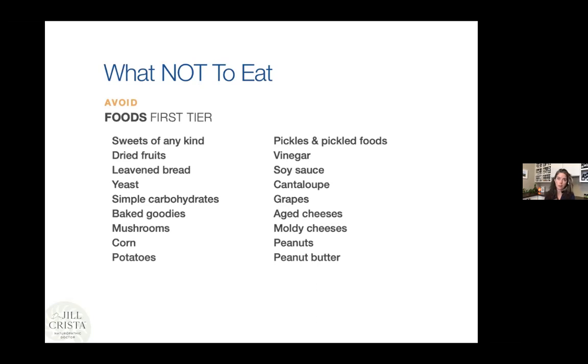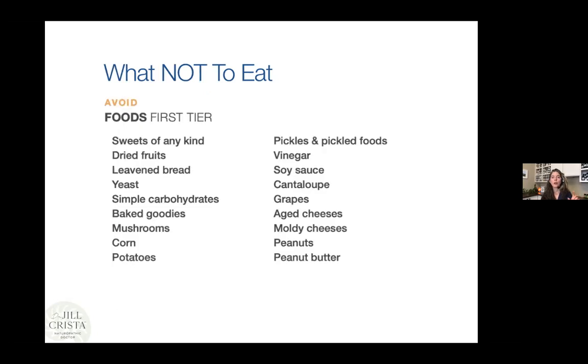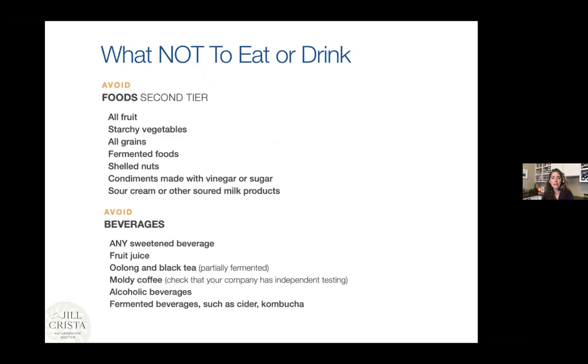So fungus would be yeast, or they encourage fungal overgrowth because they're a carb. Fungus loves sugar, just like candida. So what not to eat or drink. This is the second tier where we go a little more. Oh, and I forgot, there's also things on the first tier that tend to be mycotoxin contaminated, like corn and potatoes.